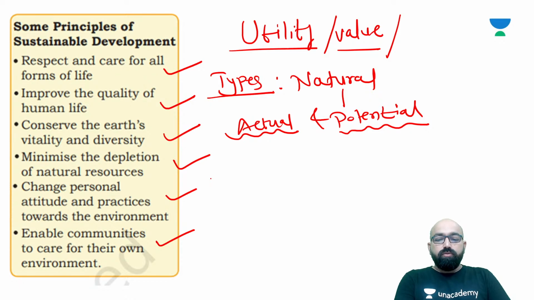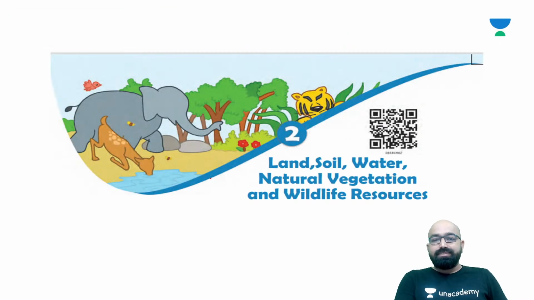Now friends, moving to the next part after resources, that is land, soil, water, natural vegetation, and wildlife resources. So friends, here is also one story given.